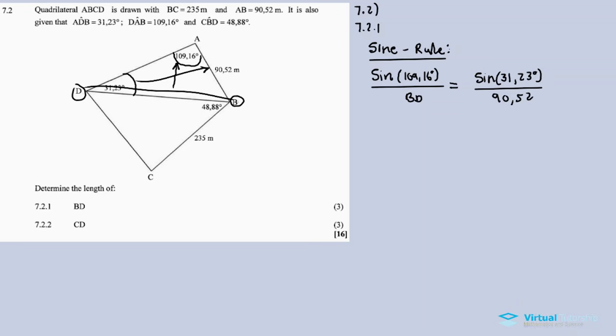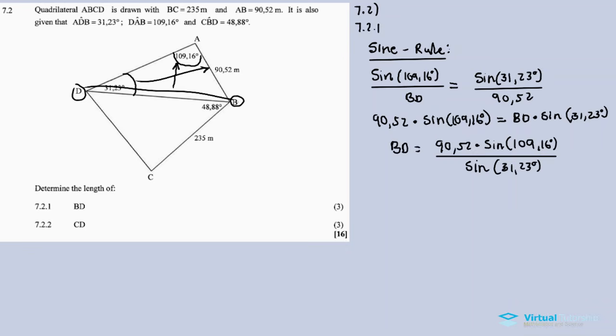Then let's cross multiply. Now cross multiply, I get something like this. And then I divide both sides by sine 109.16, BD is equal to this, right? And you divide by sine 31.23 degrees. Okay, now we can calculate BD.